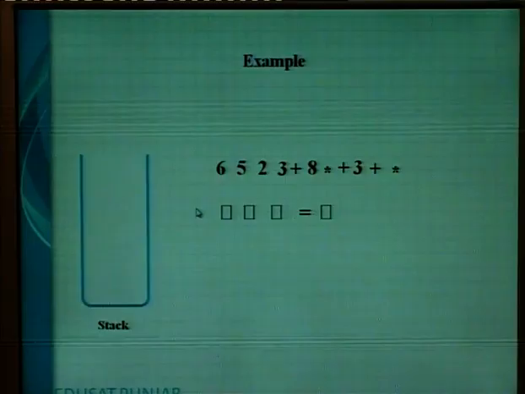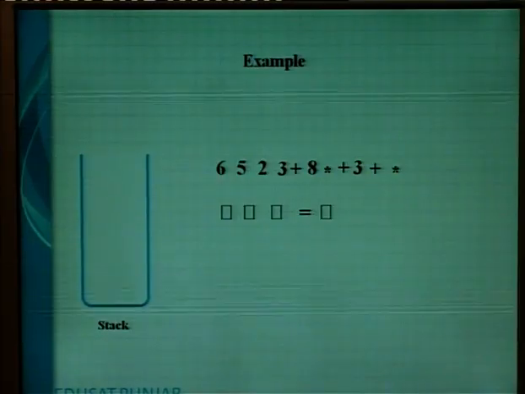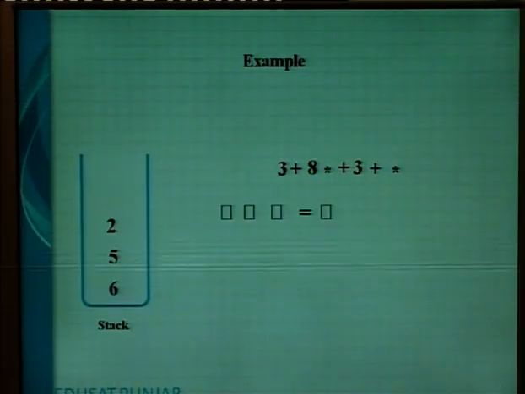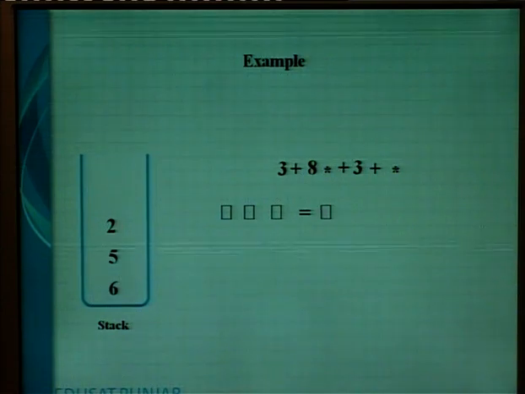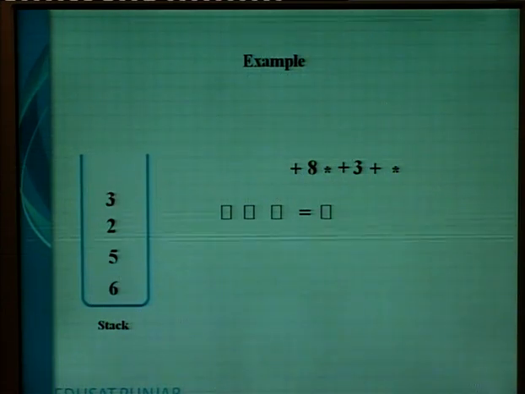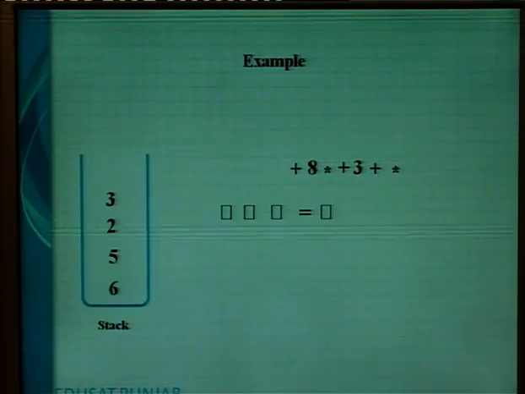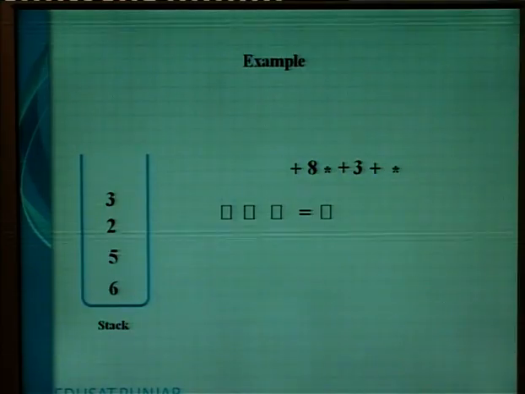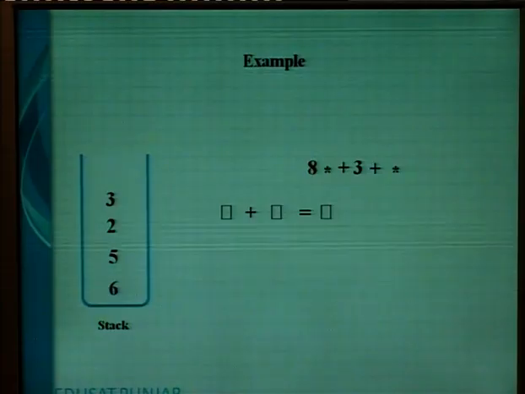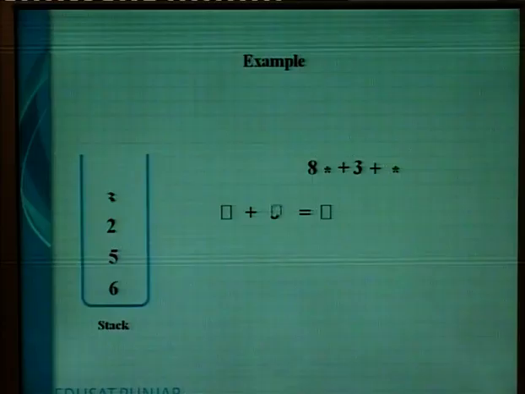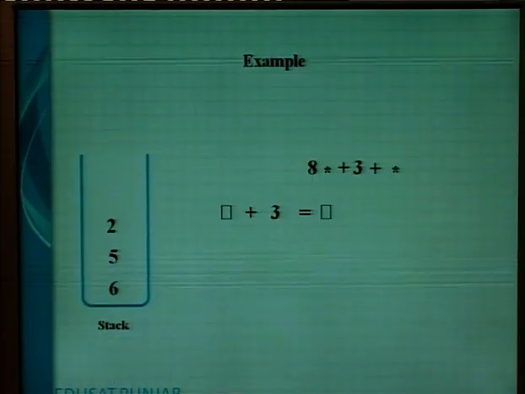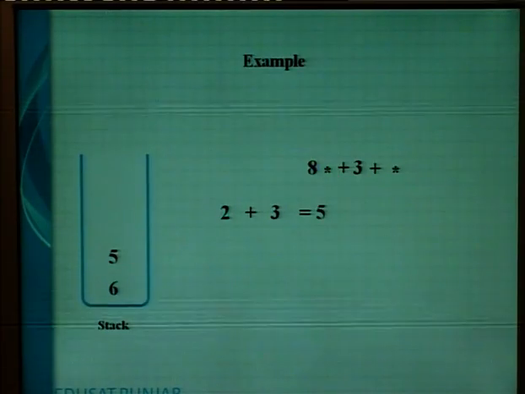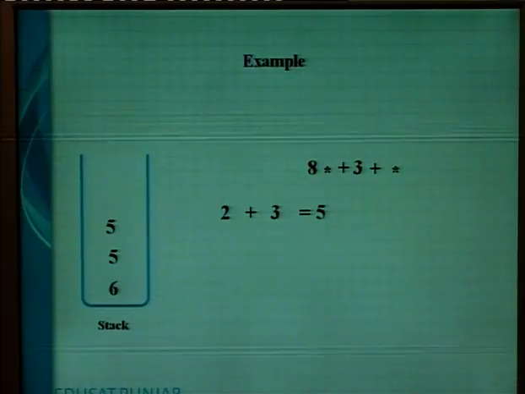Whenever some operand is encountered, push it into the stack. So, 6 is an operand, it will be pushed into the stack, then 5 will be pushed, 2 will be pushed, 3 is also an operand, it is also pushed into the stack. Now, we have encountered plus. This plus is a binary operator, so it will require popping 2 operands from the stack. First 3 will be popped, then 2 will be popped. So, 2 plus 3 is now 5. Whatever the result is, that will be pushed back into the stack.